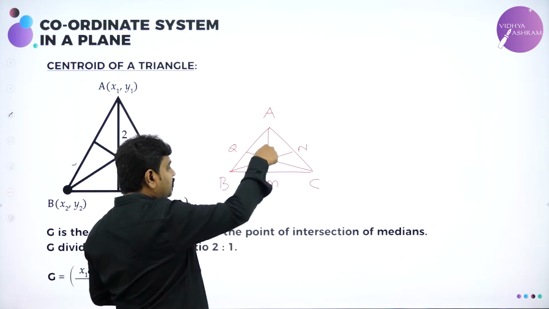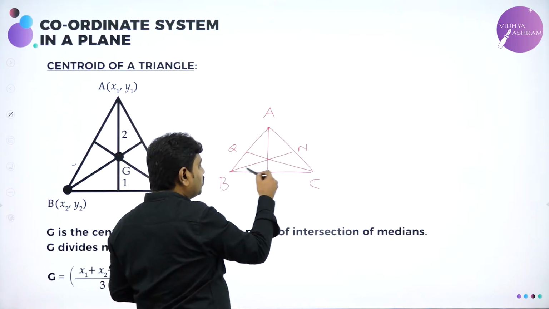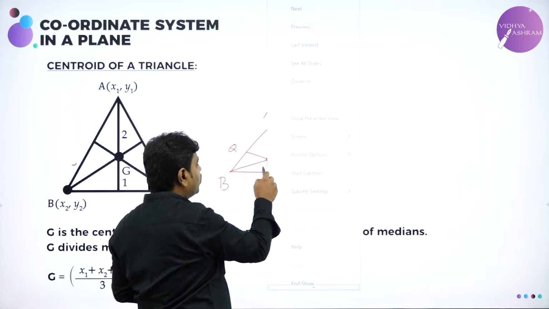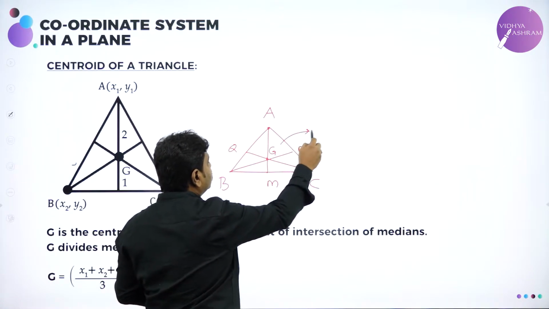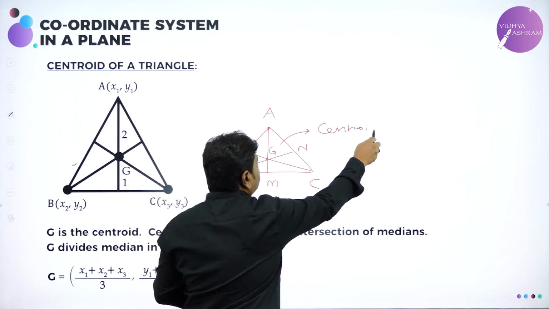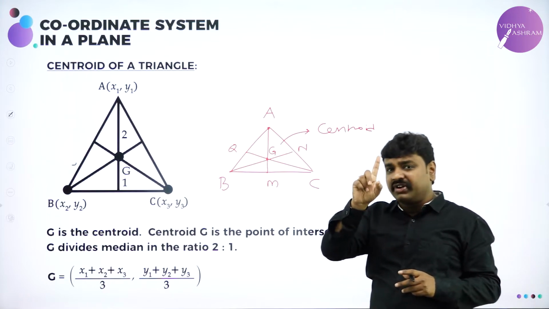See here AM is one median. Median means what? From one vertex it will join the midpoint. Now I have drawn 3 medians. All 3 medians are cutting at one point, G. This is the centroid. So we call this point as what? Centroid. What is centroid? Centroid is the point of intersection of medians of a triangle.